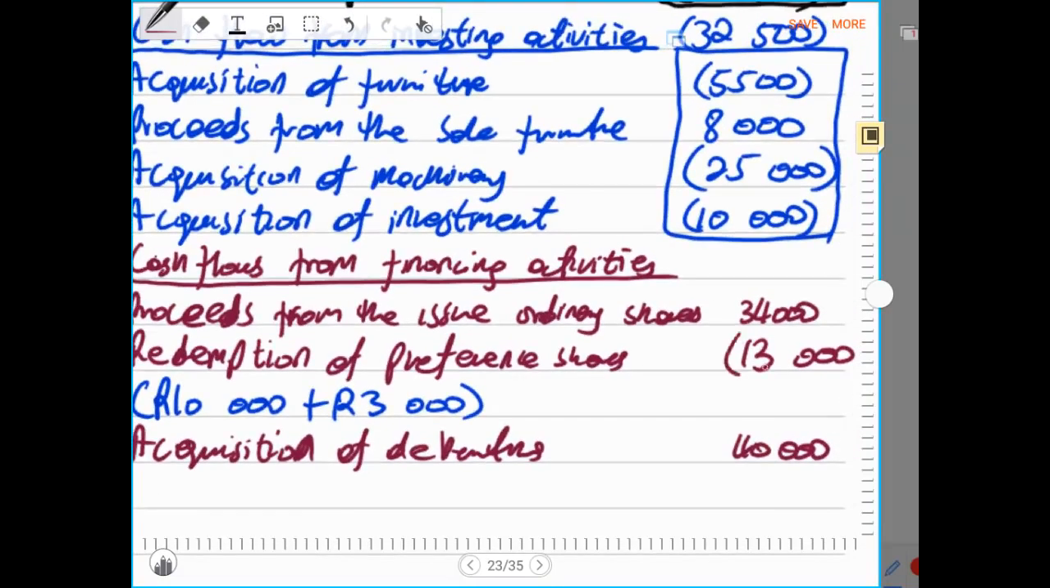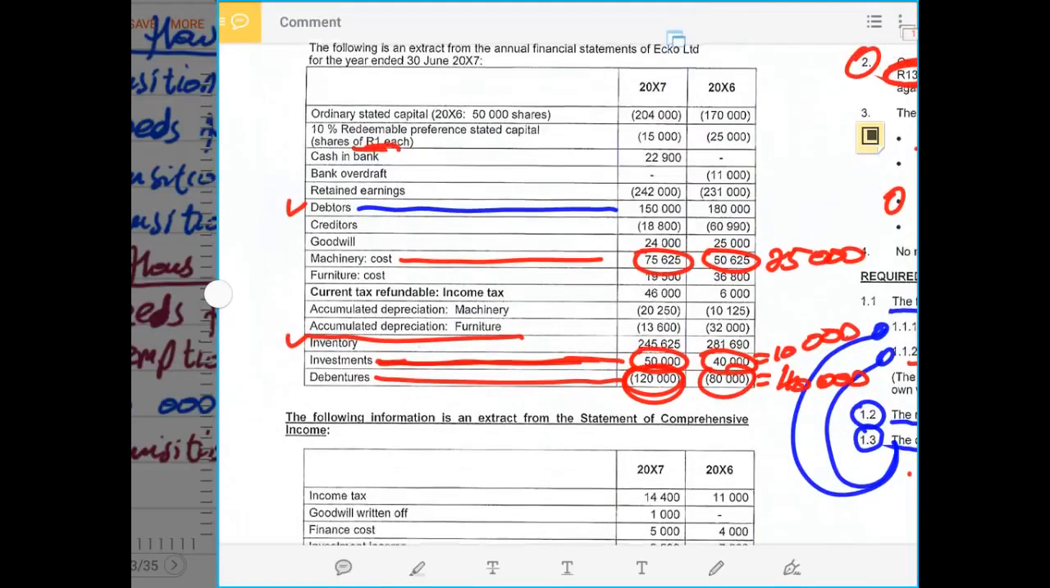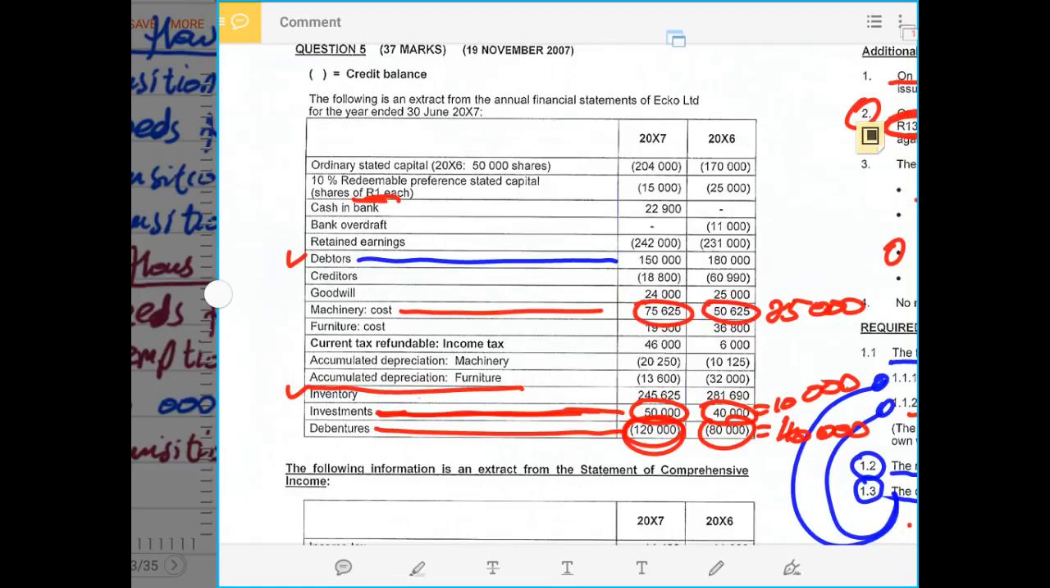And don't forget that 13,000 is negative, the previous one. Redemption of preference shares must be negative because money was paid to shareholders. I just forgot to write that as negative. So now debentures, we received money in this case, and that was 40,000. And let us check if there is any short-term loan or long-term loan in the statement of financial position. There is no short-term loan, and also no long-term loan in this extract of the statement of financial position.